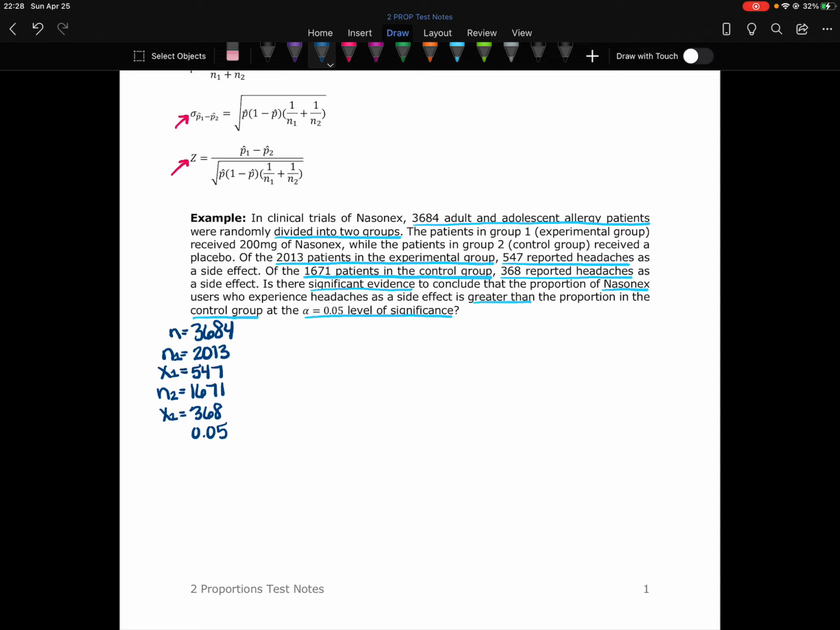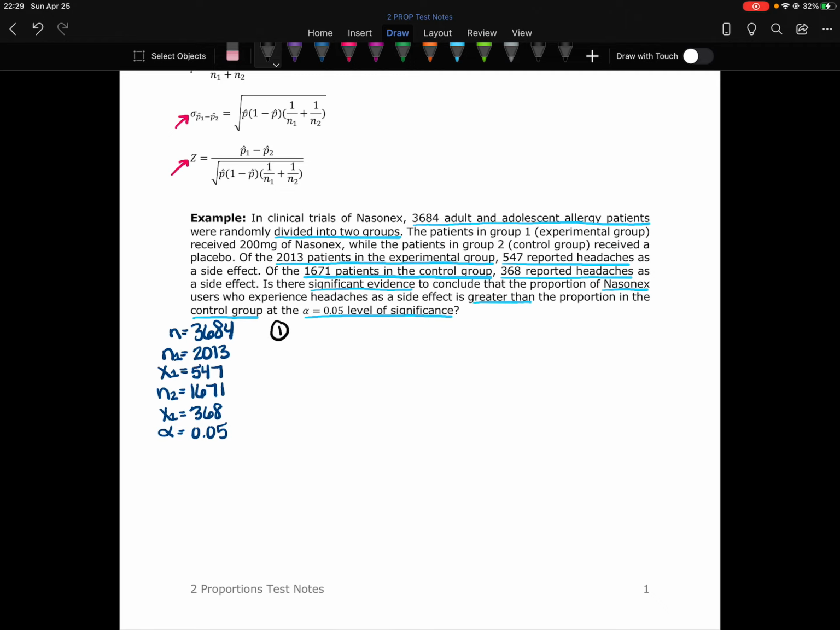Now the people in group 2, in that control group, they don't know that they received a placebo. They think they're receiving this allergy medication. So their brain is potentially tricking them into thinking that they're getting these headaches as that side effect. So we want to know, is that significant? Are there enough people actually getting headaches who are on Nasonex for us to say that Nasonex is causing them to get headaches? And then level of significance, that's always our alpha. Same thing there.